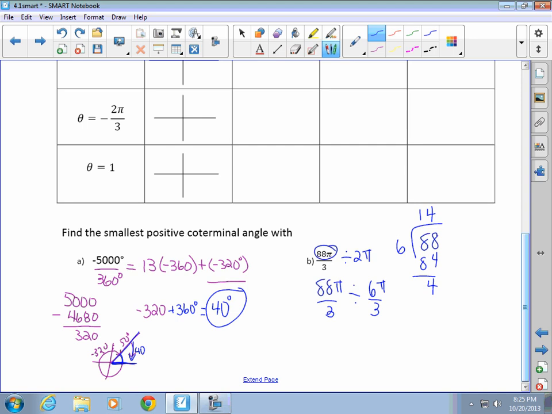So that means it goes 14 times evenly. Okay, so my 14 times my 2 pi, just like I had my 13 times my negative 360, with a remainder of 4 pi over 3.